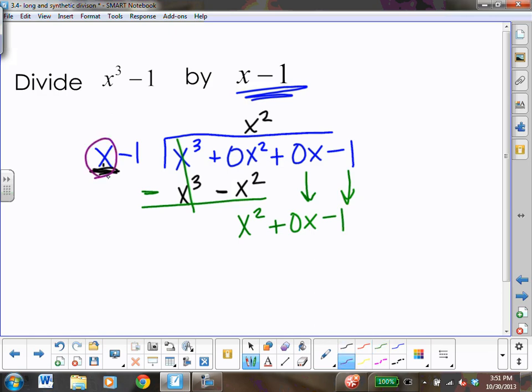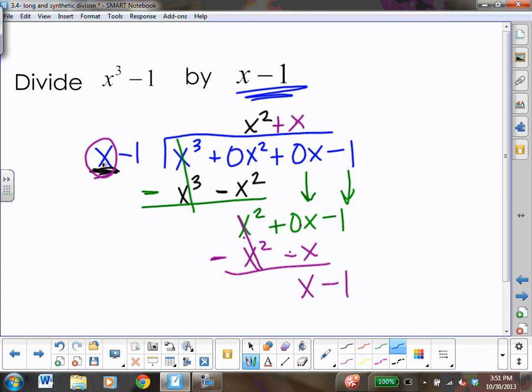And now I repeat the process. How many times does x go into x squared? Well, that would just be x. X times x is x squared. X times negative 1 is negative x. And then I subtract. The x squareds cancel. I have 0x minus negative x. So that makes positive x minus 1.